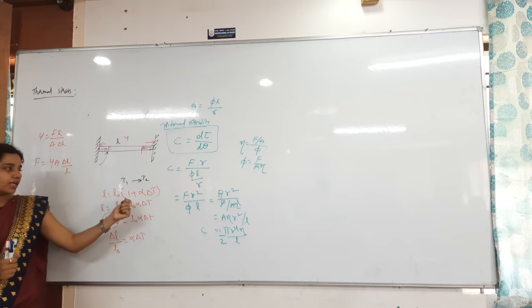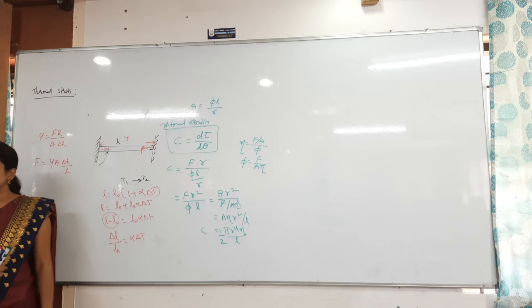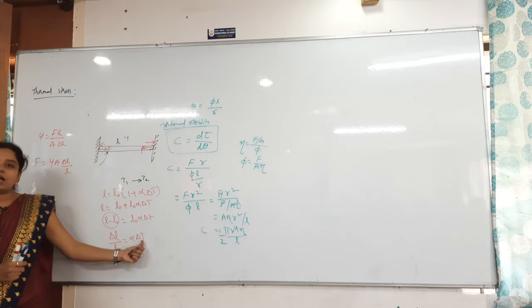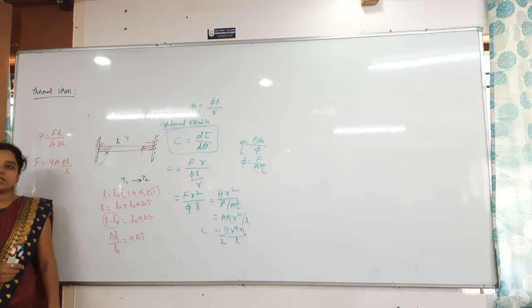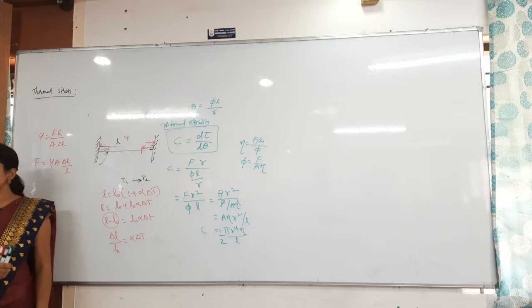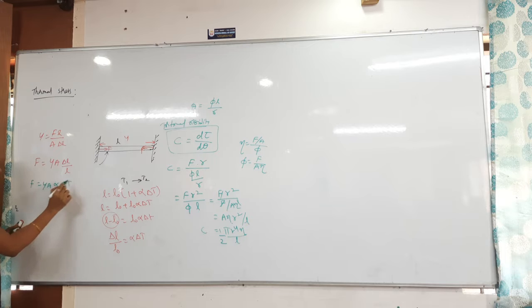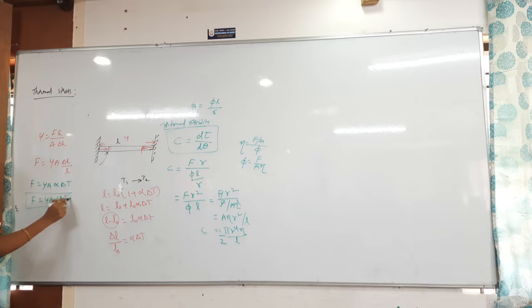L is equal to L naught into 1 plus alpha into delta T. From that, what can I write for delta L by L naught? Alpha into delta T. What is alpha here? Coefficient of linear expansion. Now here F is equal to Y into area. Delta L by L is how much? Alpha into delta T. That's it. F is equal to YA alpha delta T. This is the formula of the force.